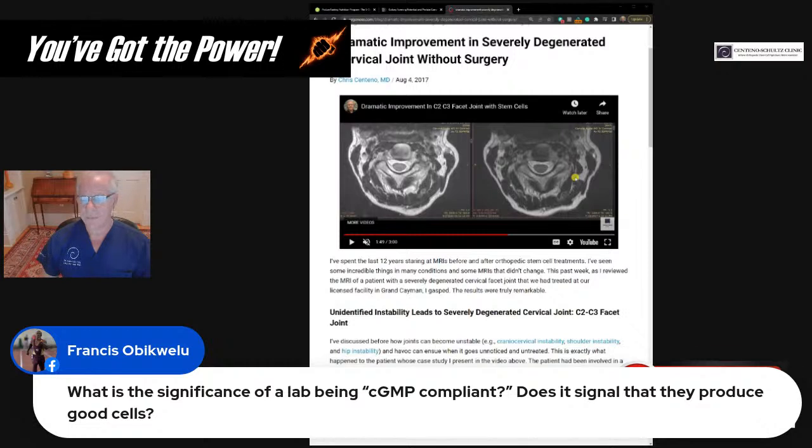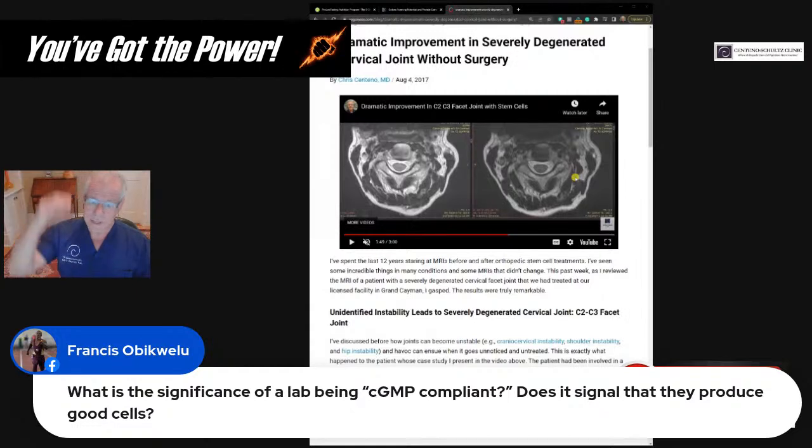Francis, what's the significance of a lab being CGMP compliant? Does that produce good cells? It could, yeah. So CGMP is good manufacturing, and it's current good manufacturing practices. It's a standard that would be used for something like a drug factory.